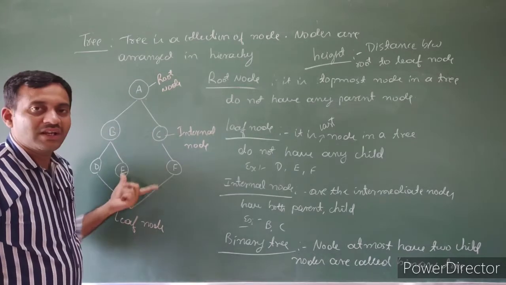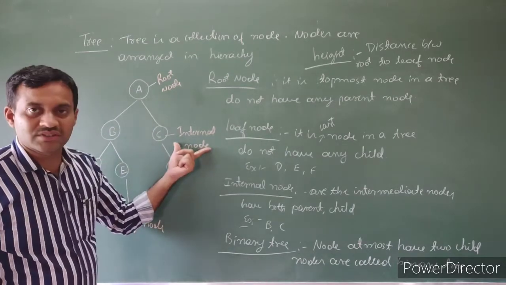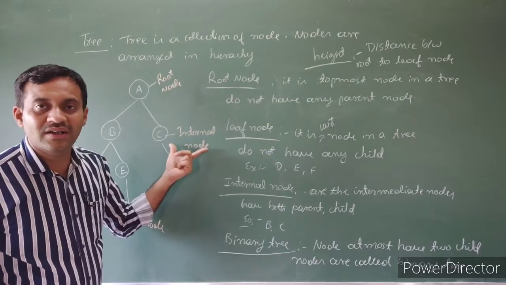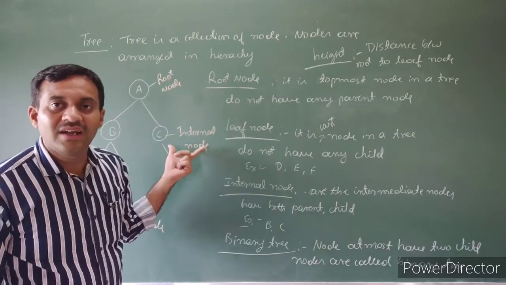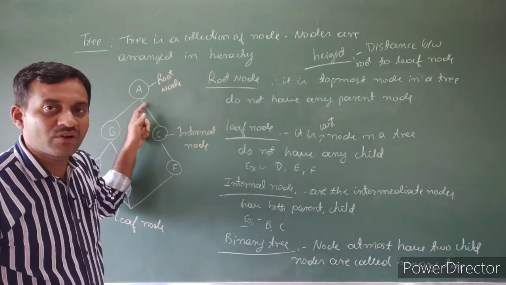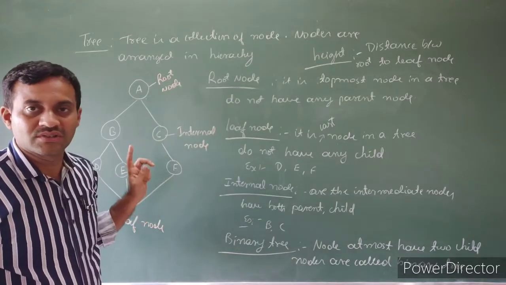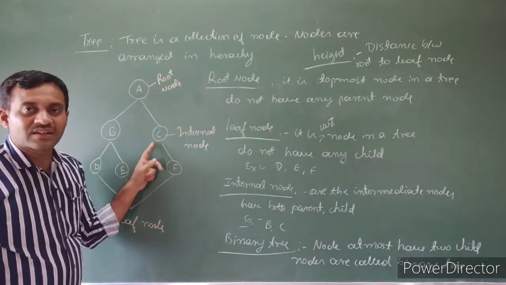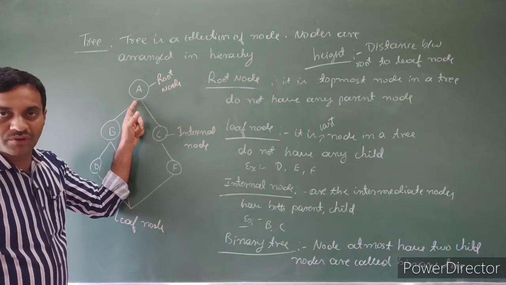Then the intermediate nodes are called internal nodes. Here, internal nodes have both a parent node as well as child nodes. Here B and C are the internal nodes. A is the root node.